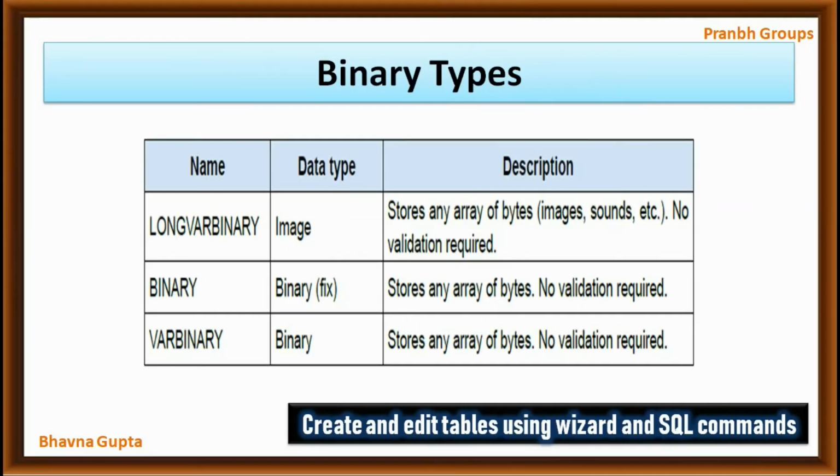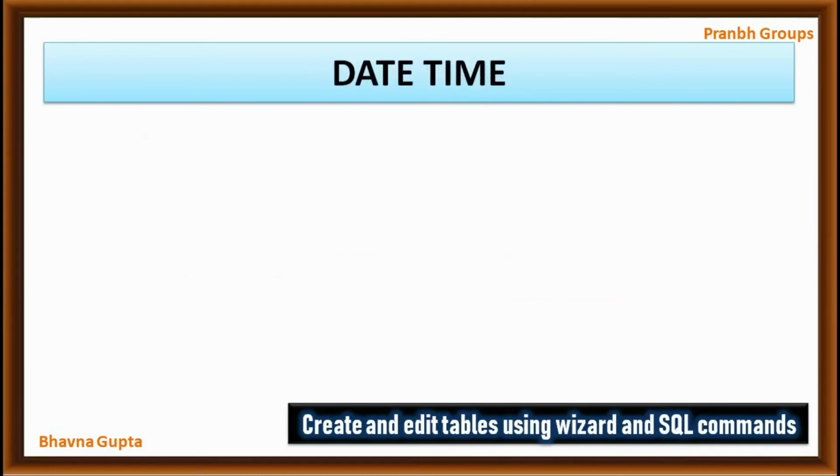Binary data types are used for storing data in binary format. Binary data types in a database can be used for storing photos, music, files, etc. In general, files of any format can be stored using the binary data type. The different types of binary data type available are listed here. First one is long var binary, and second binary, and third var binary. And next one data type is date time.